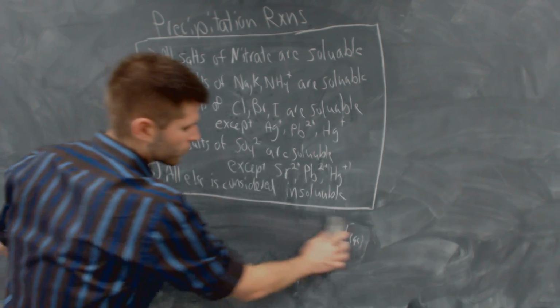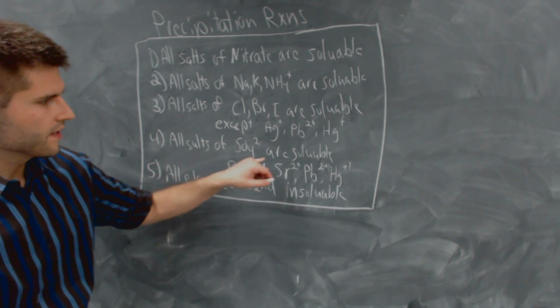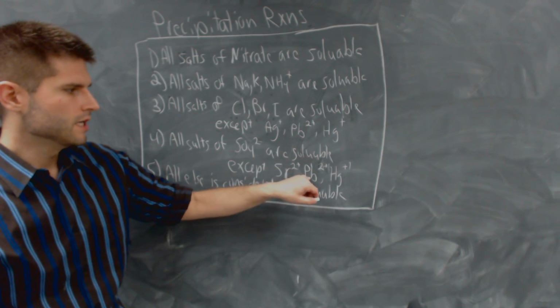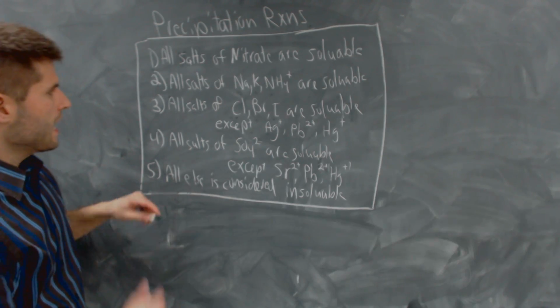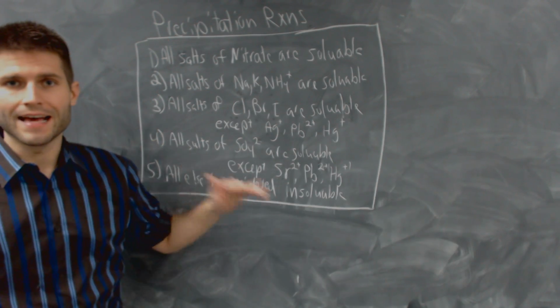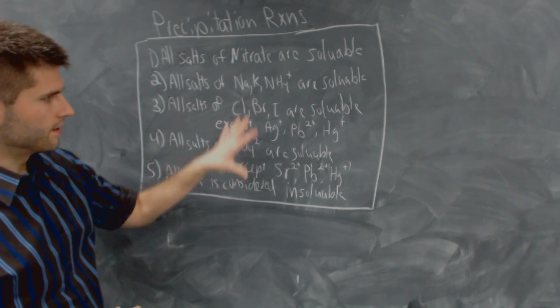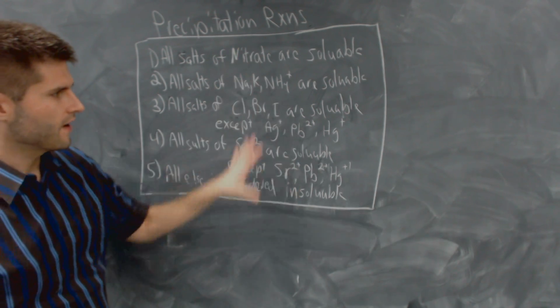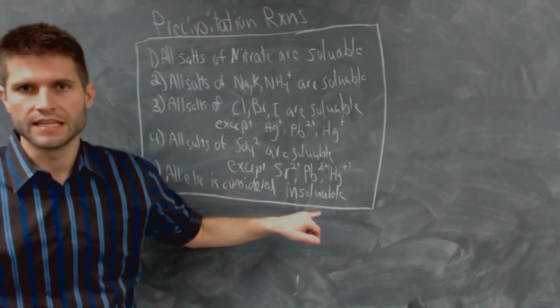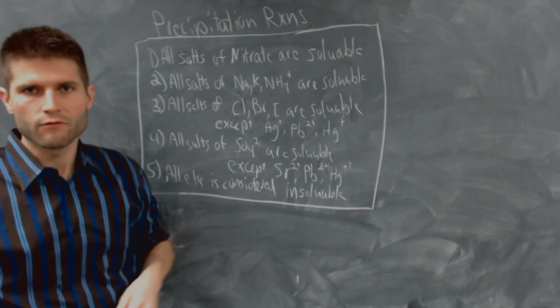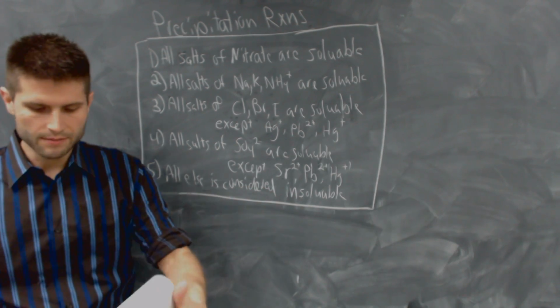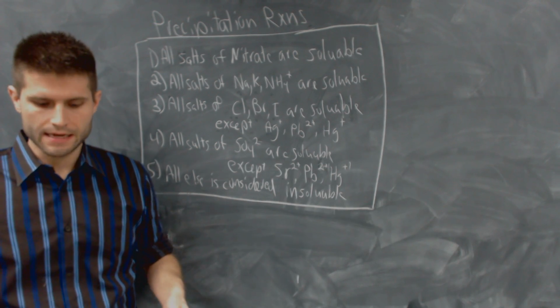Okay. The fourth rule, all salts of sulfate are soluble except for strontium 2, lead 2, and mercury 1. And then if we go through the list and nothing is found on the lists, whatever compound you're dealing with is not found on the list, it is considered insoluble. So this rule number 5 will come up regularly. So I'm going to get my little cheat sheet and we can go through an example.